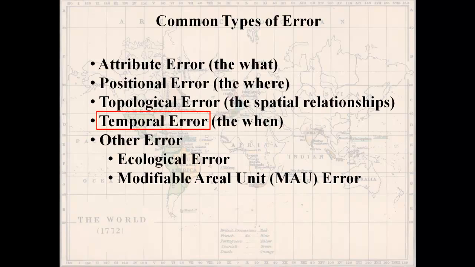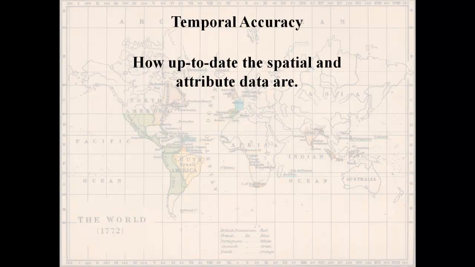What's temporal error? Well, of course, it's error having to do with time, so it's about the when that's associated with the data. So, are the data up to date? Also, are the data consistent logically in terms of when they were collected? If you collected some data in the winter and some data in the spring, then some of the attributes associated with that data would be expected to be different. But if you don't know when the data were collected, you're going to have errors in one or the other.